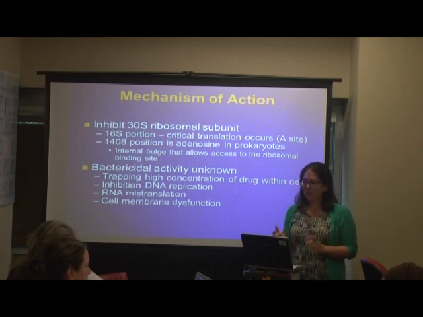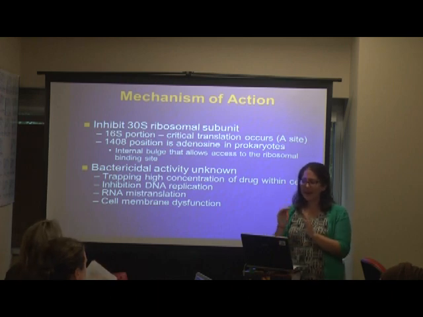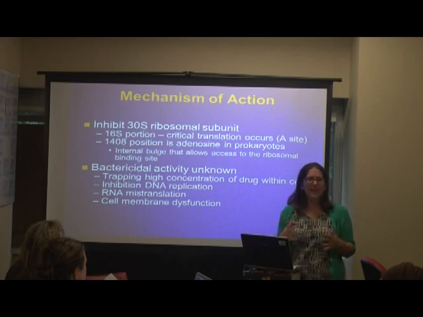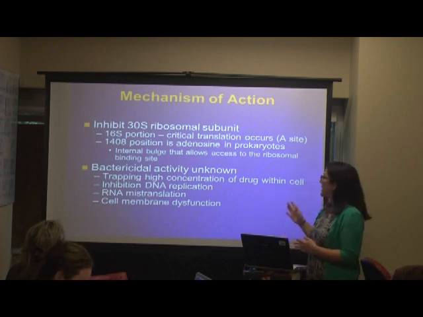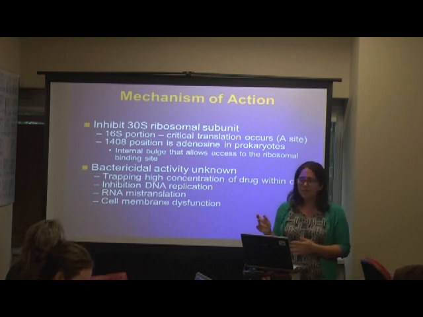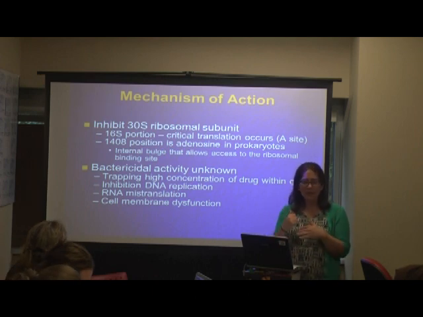And within bacteria, prokaryotes, the 1408 position is adenosine. And this adenosine forms an internal bulge that allows access to the ribosomal binding unit for aminoglycosides. And this actually has some resistance that's conferred to aminoglycoside. If there's a change in that adenosine, then that bulge may be gone and the aminoglycoside may not be able to penetrate into the 30S subunit.